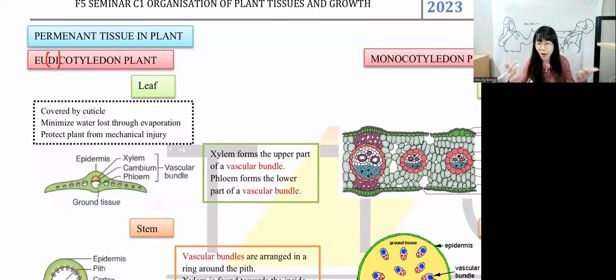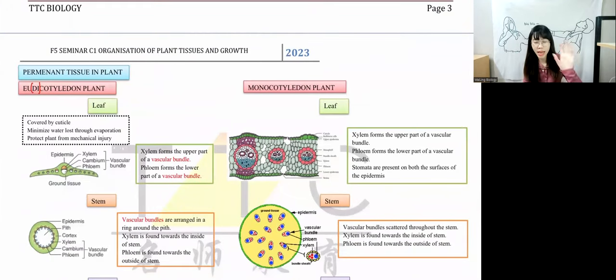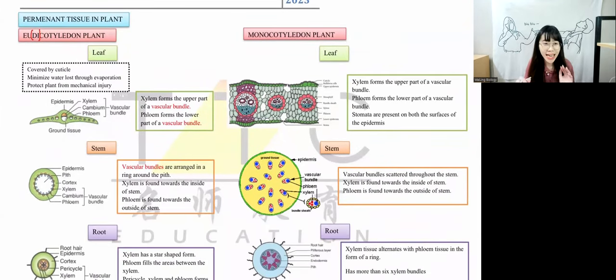So textbook writes dicot, we follow dicot. No matter whether it's dicot or monocot, we have to learn three parts. We have to learn leaf, stem, and root. Okay, leaf, stem, and root. We will start with leaf first.